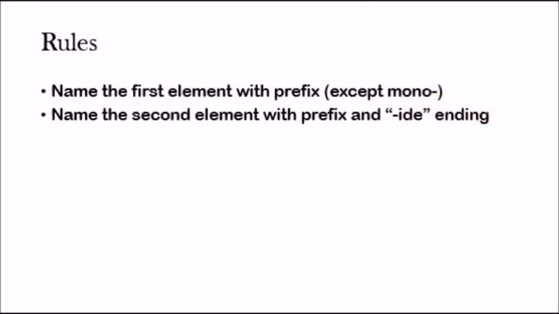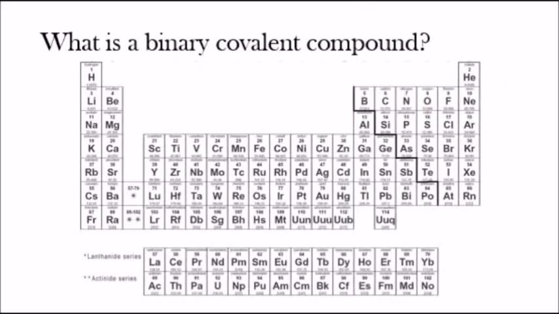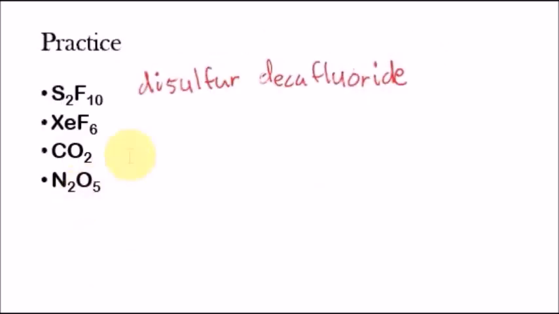Okay, let's look at a few elements and think about what the IDE ending is. For boron, that'd be boride, carbon, carbide, nitrogen, nitride, oxygen, oxide, fluorine, fluoride, phosphorus, phosphide, sulfur, sulfide, chlorine, chloride, bromine, bromide, iodine, iodide. Everything else we typically won't see in binary covalent compounds, but that's basically what the IDE ending is. Instead of writing the element, we use the IDE ending. So we would say decafluoride. And this compound right here is disulfur decafluoride, and we're done.